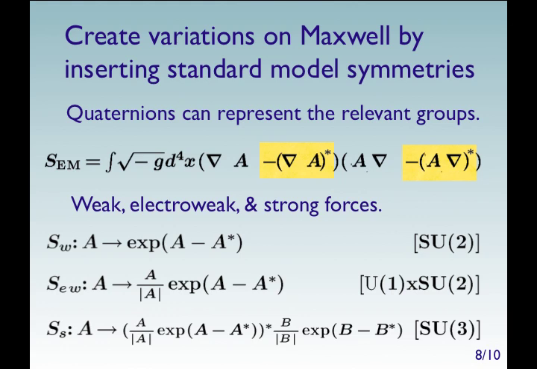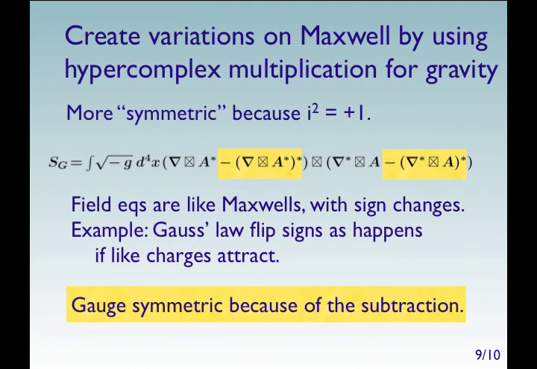And you say, but quaternions with that curl and cross product kind of thing, they're probably not going to be able to describe that kind of symmetric change, which is exactly right. Quaternions cannot do that trick. So we are going to make another type of variation on the Maxwell equations by using hypercomplex multiplication for the gravity action.